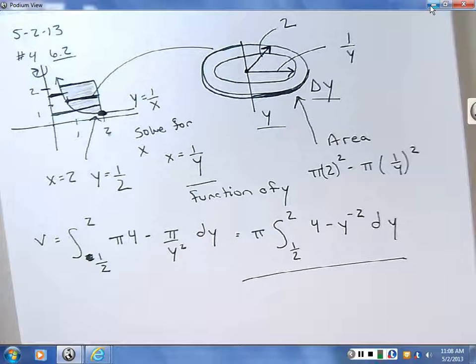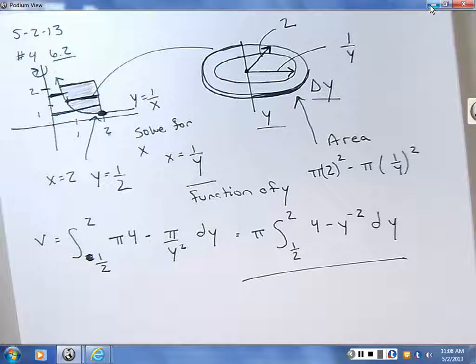So this is rotated about the y-axis. So my slices need to be dy. So my function needs to be a function of y. Question? When you're looking for the upper bound and the lower bound, I thought the upper bound and the lower bound are x values. Only when you're rotating about the x-axis. If you're rotating about the x-axis, you would need to find this point, which would be the lower bound on x, and this point would be x equals 2. But we're rotating this about the y-axis, so we're integrating along the y-axis. So we need to look at the bounds on the y-axis, which would be y equals 1/2 and y equals 2.